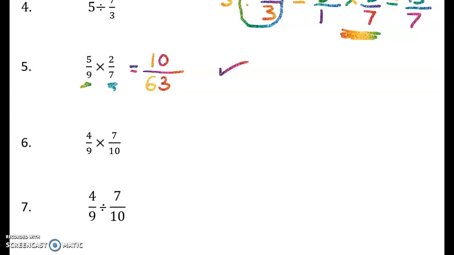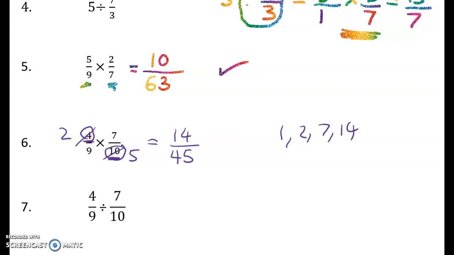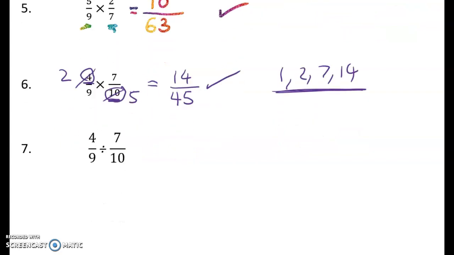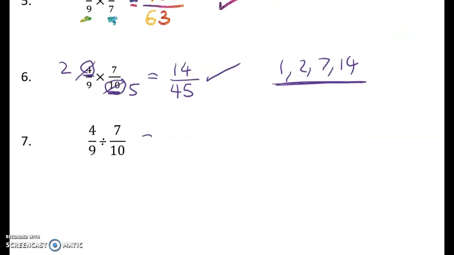The next one, we've got 4 ninths times 7 tenths. So if we look here, we've got a common factor of 2 in here. So we'll divide that through by 2, and we have 2 here and 5 down here. Multiplying through gives me 14 over 45. Let's just check that we haven't missed any common factors. So 14 has factors 1, 2, 7, and 14. And none of those, except for 1, go into 45. So we're done.